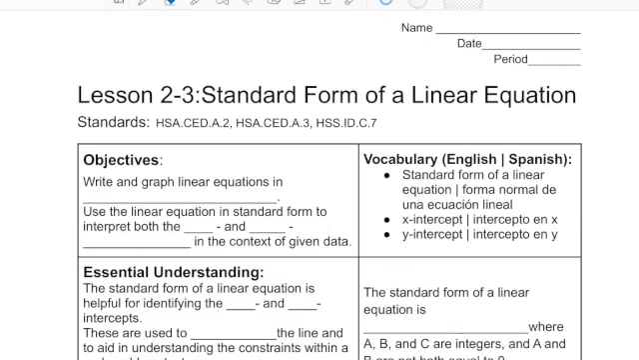This is lesson 2-3, standard form of a linear equation. Now don't forget to do the name, date, and period on the top. So the objectives: write and graph linear equations in standard form.